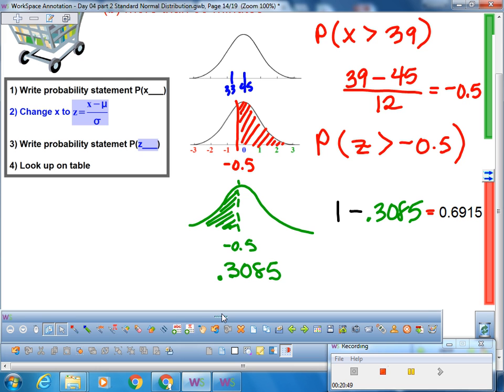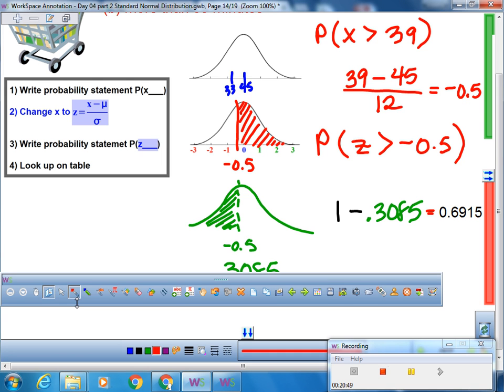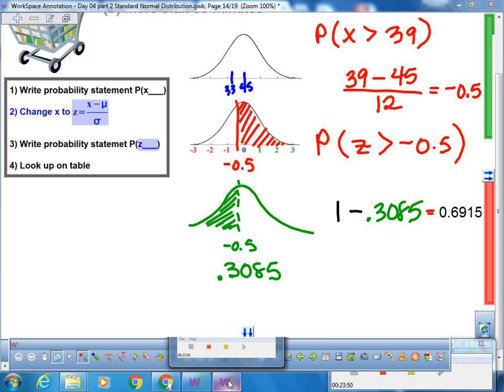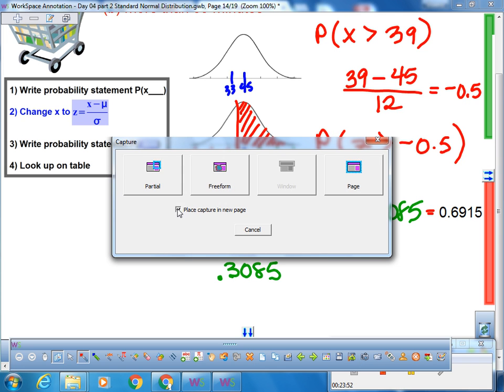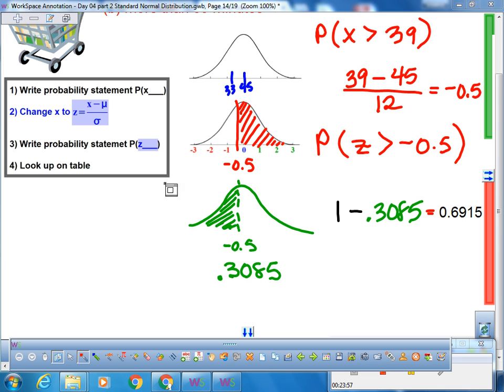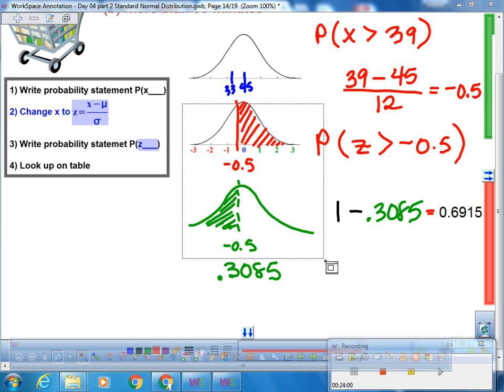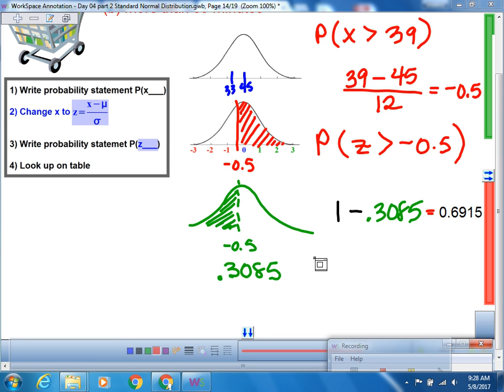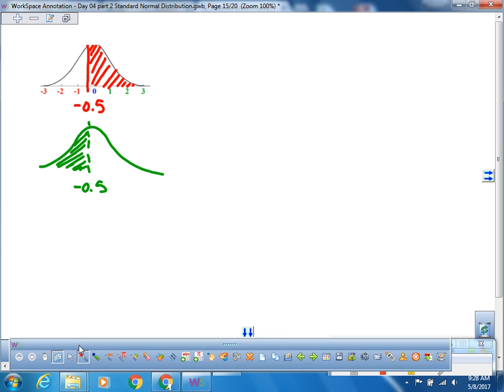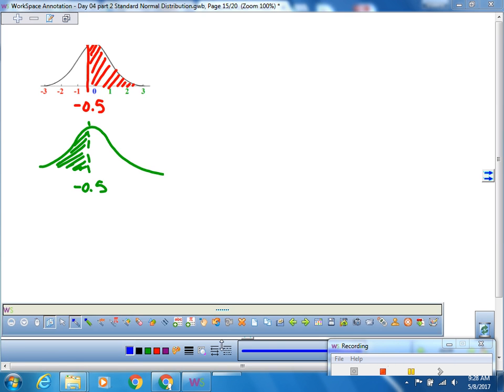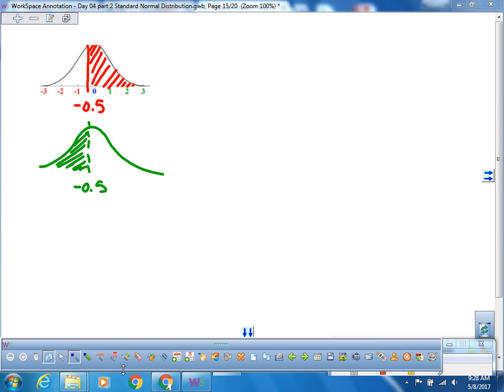So if you take off the negative, let me take a picture of this. Because I don't want you to think you can just take off the negative. You're right, but I'm going to show you why right now. So you don't think that anytime you can just take off the negative, this is why.